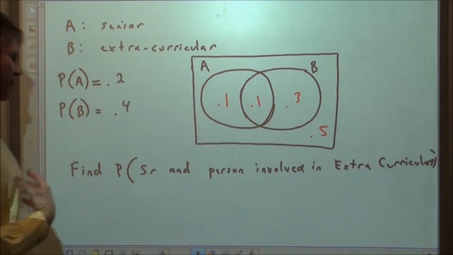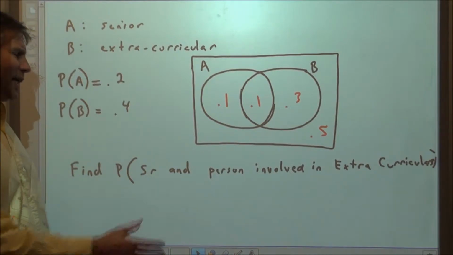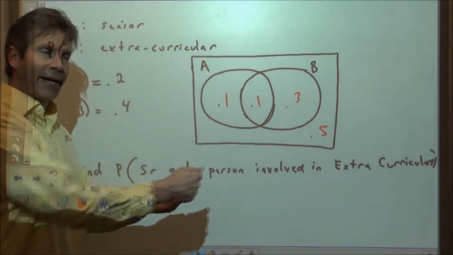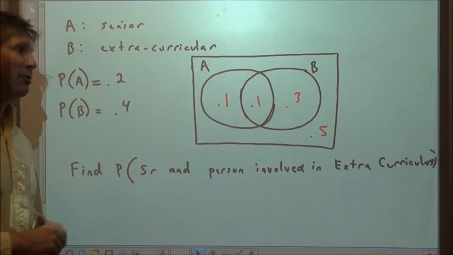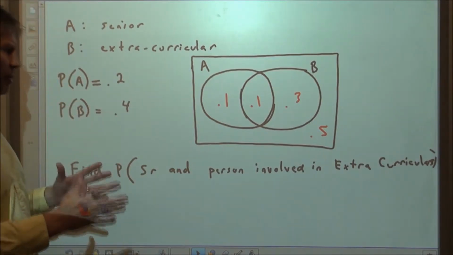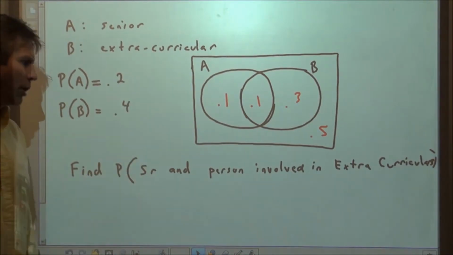Now, if we were asked to find the probability we get a senior and a person involved in extracurriculars, likely the problem is not asking that we're going to get a senior, then put that name back, and then select again and get a person involved in extracurriculars. If that was the case, we'd be selecting 2 people, and "and" would mean to multiply. But if we're looking at a Venn diagram, we should be selecting just one person.